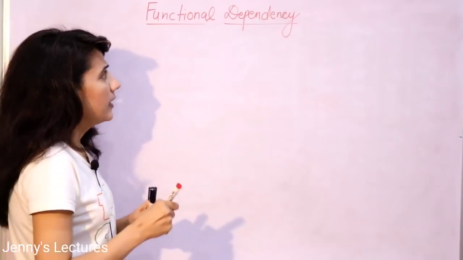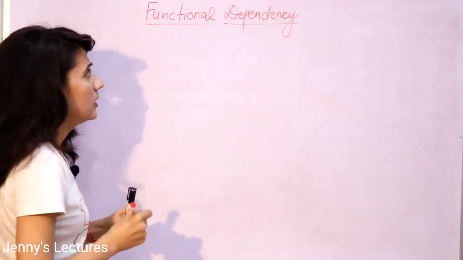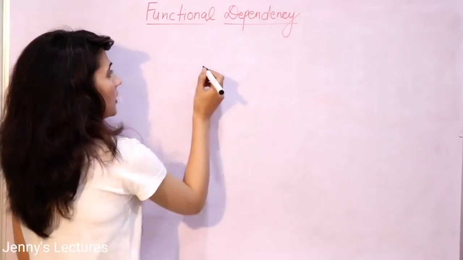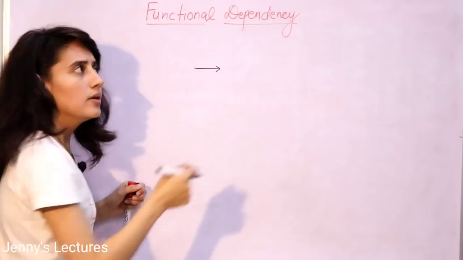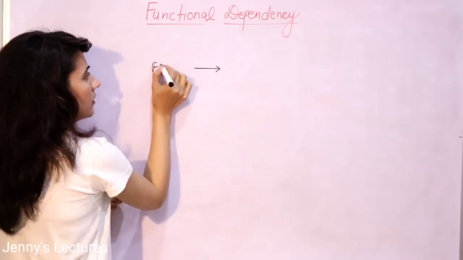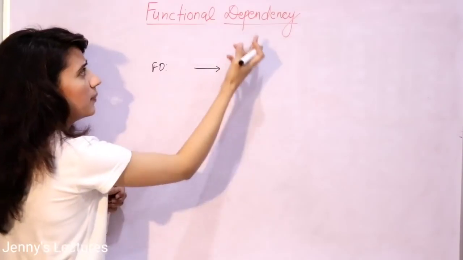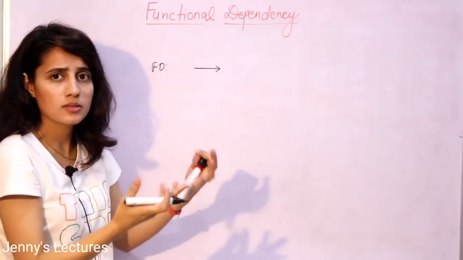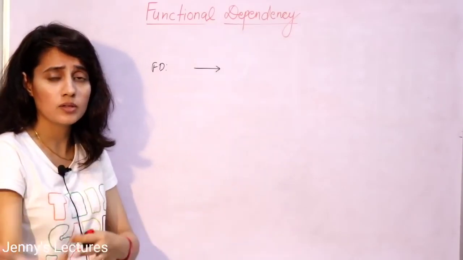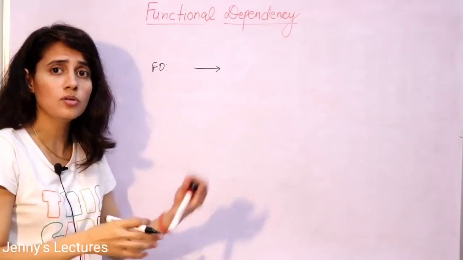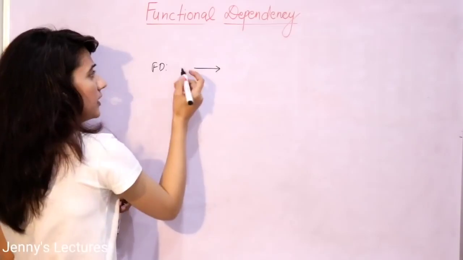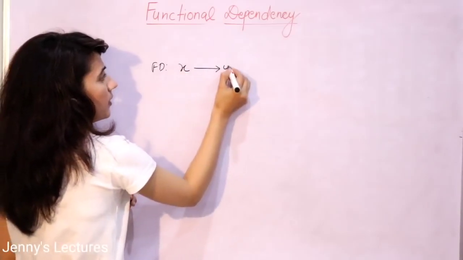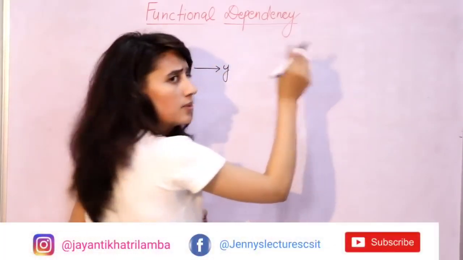See, here functional dependency is basically represented with the help of one arrow, right? As the name suggests, functional dependency means dependency. Something is dependent on another thing, or some attributes are dependent on other attributes, right? Now, if I say x determines y, let us suppose I am taking a simple example.